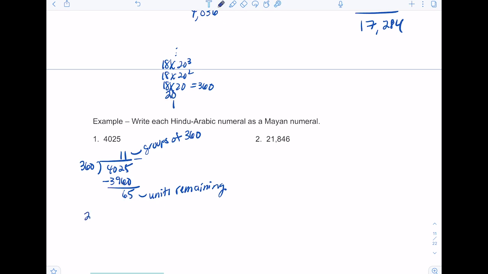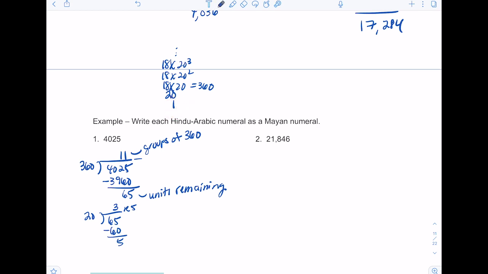Okay, so now I'm not finished because if you look at your list, I can divide 65 by 20. So now I'm going to do 20 into 65. And we know 20 goes into 65 3 times. 3 times 20 gives us 60. So my remainder is 5. So that means you've got 3 groups of 20 with 5 units remaining. Okay, and now I can stop because the only other number we would be left with is 1.